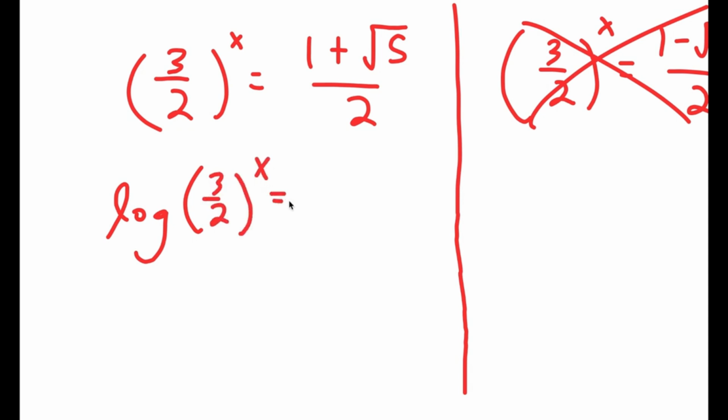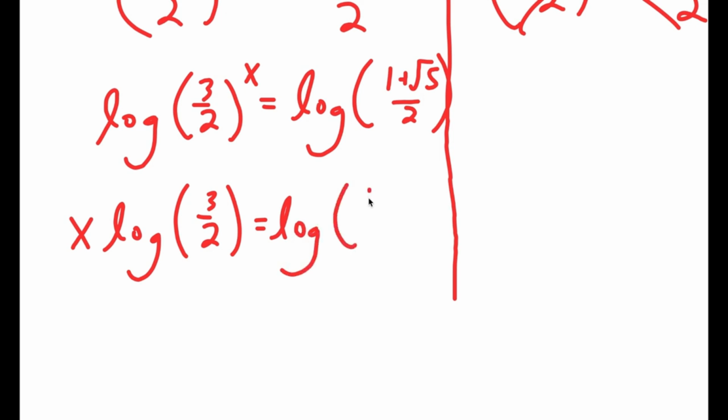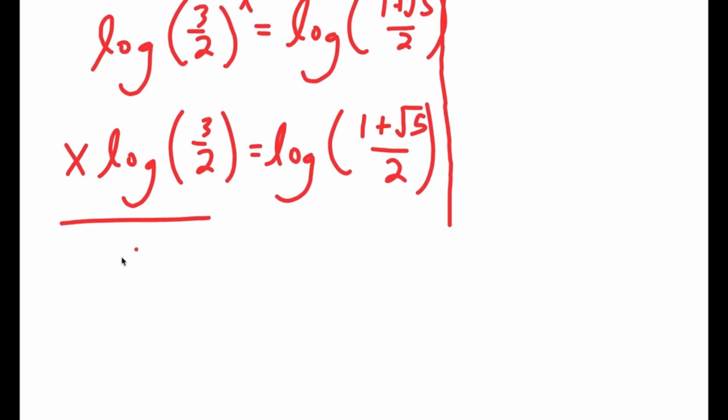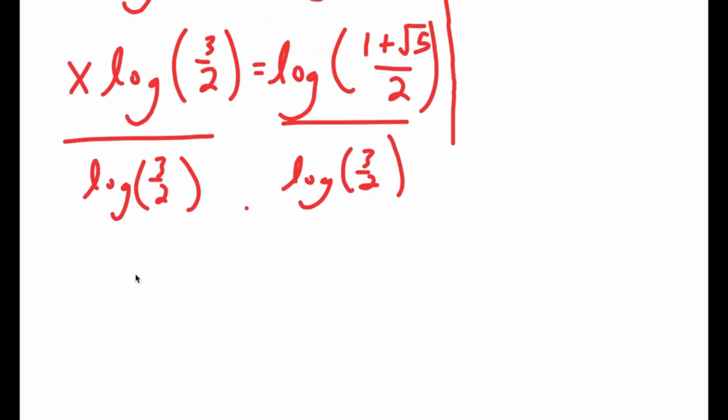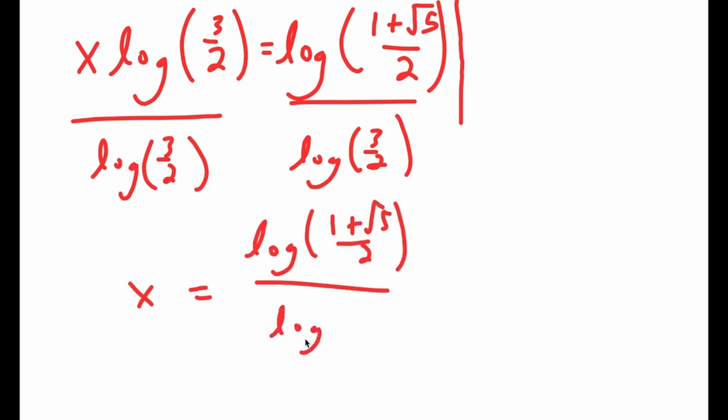So I have (3/2) to the power of x is equal to (1 plus the square root of 5)/2, taking the log of both sides. So now this turns into x times log of 3/2 is equal to log of (1 plus the square root of 5)/2. And now if I divide both sides by log of 3/2, I get x is equal to log of (1 plus the square root of 5)/2 over log of 3/2.